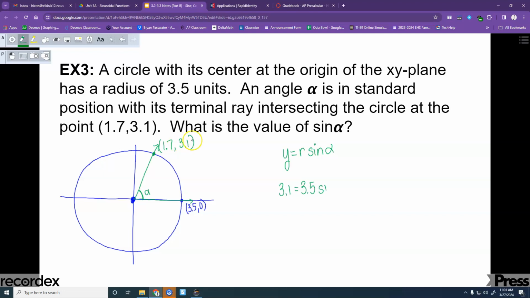And then we got sine alpha. And it's asking us for sine alpha, which means we need to get rid of that 3.5. So we will divide. So you can either do that: sine alpha equals 3.1 over 3.5, which is 31 over 35 if you want to do a fraction. Or we could do a decimal for that. And I think it's going to be 0.886 if we round it off to 3 places. It just depends on which part of the test it's on, what they'll give you. Okay. Does that make sense? Okay, let's keep going.